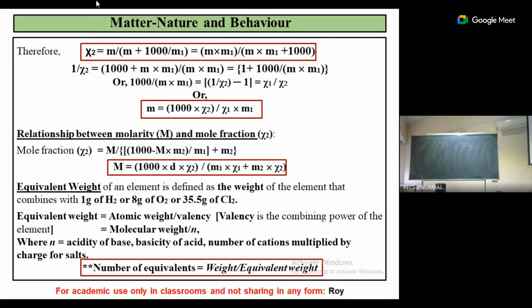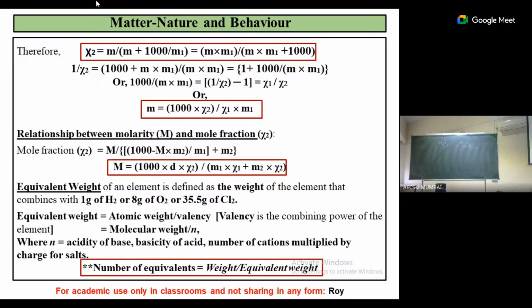Okay, fine. So you have acidity of the base, basicity of an acid, and number of cations or anions into multiplied by charge. Okay. So number of equivalents क्या होता है? Number of equivalents is weight divided by equivalent weight. Your weight given divided by equivalent weight gives you number of equivalents.